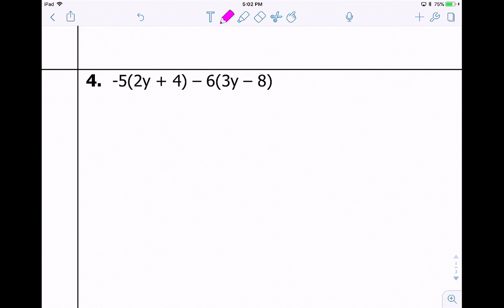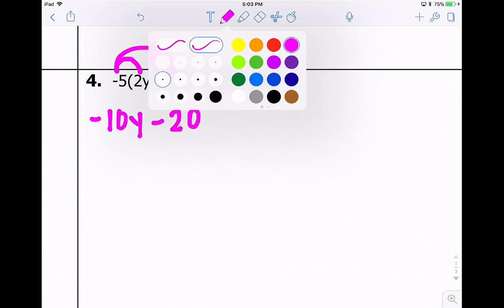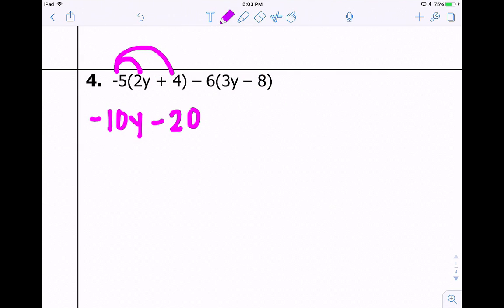So in the first set of parentheses, we're distributing a -5. So we're going to do -5 times 2y would be -10y. Then we do -5 times 4 is going to be -20. Right? And then we start our second parentheses where we're distributing.